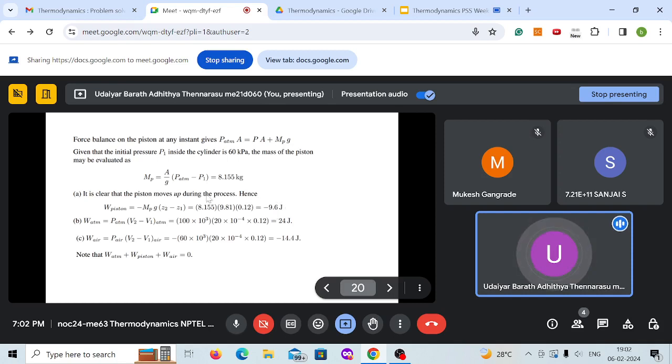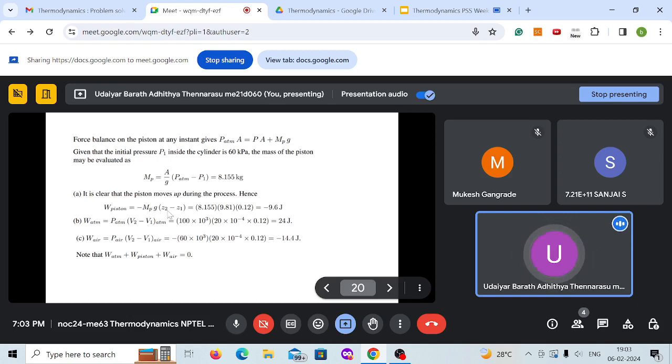And then what is the amount of work which is being done by the atmosphere? So for the atmosphere, we have constant pressure and it's moving the piston and changing the volume from V2 to V1. We know the cross-sectional area, and volume can be written as A into the height, right? The height is nothing but the distance moved by the piston, the 12 centimeters.